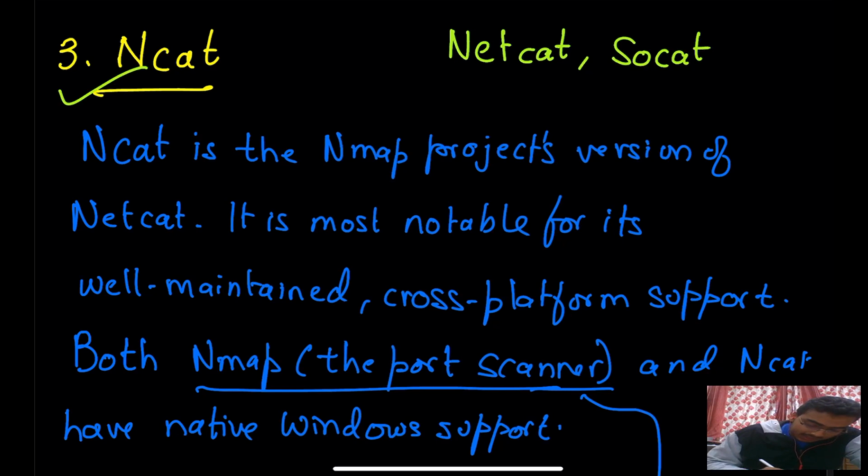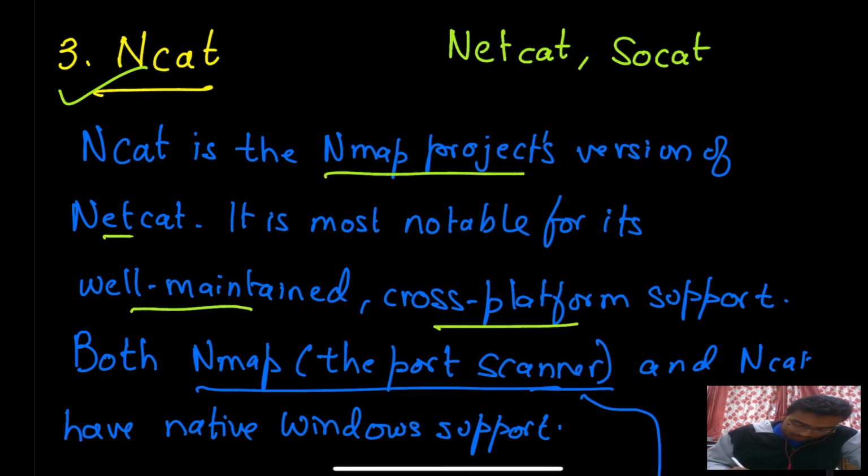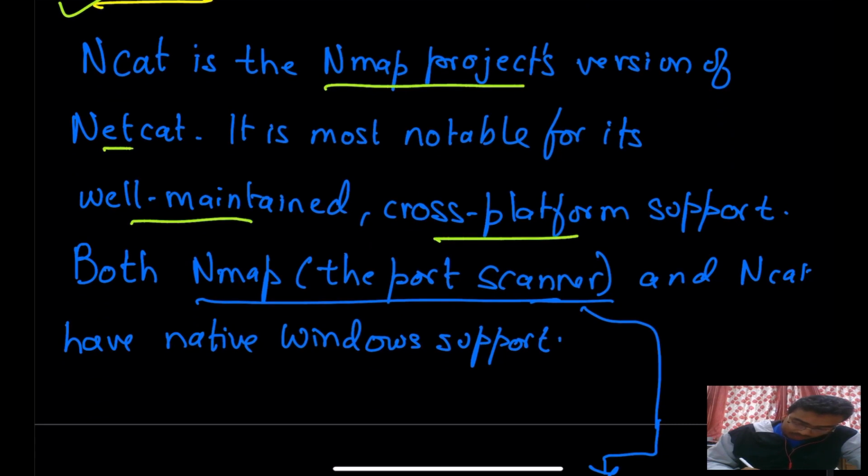What exactly is Ncat? Ncat is the Nmap project's version of Netcat. It is most notable for its well-maintained cross-platform support. Both Nmap, the port scanner, and Ncat have native Windows support.